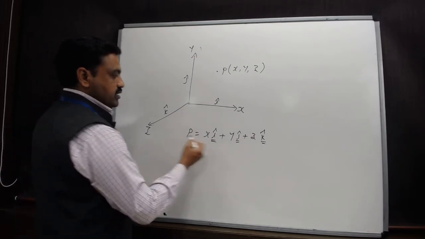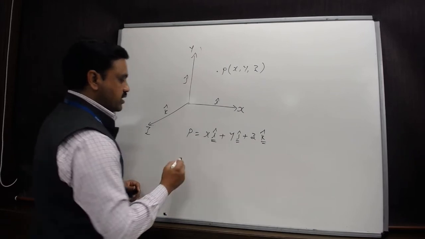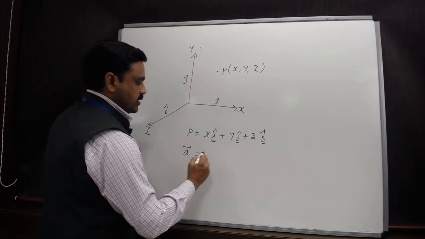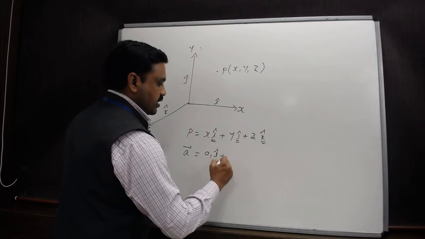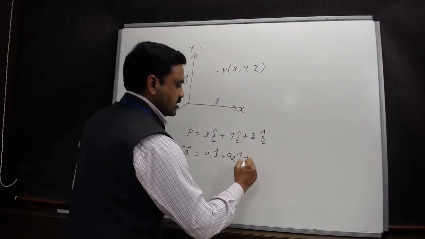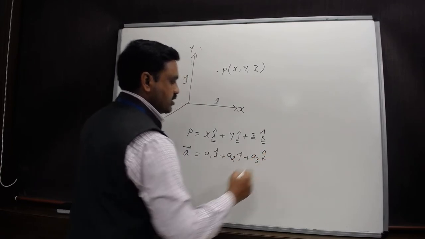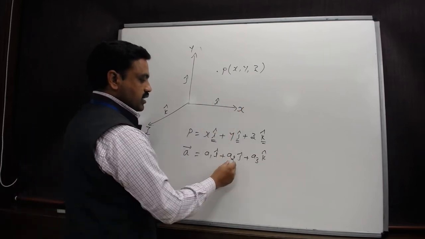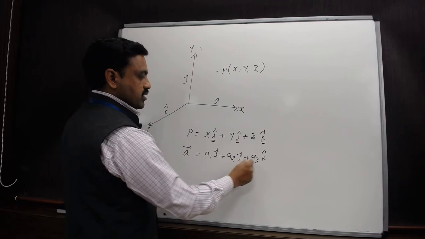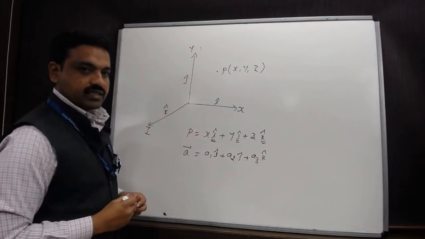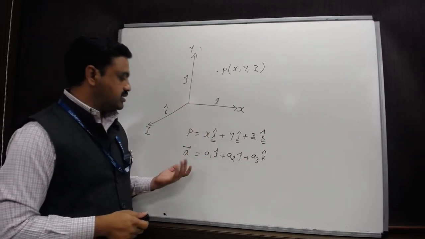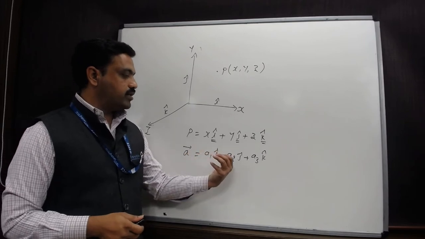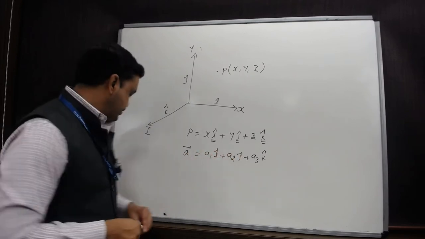In the same way, instead of xi, yj, zk, if I take any vector, say a, this can be written as a1 i cap plus a2 j cap plus a3 k cap. It is nothing but a1 units along the x-axis, a2 units along the y-axis, a3 units along the z-axis. Similarly, if I take any other vector, say b, I can write b1 i cap, b2 j cap, b3 k cap.